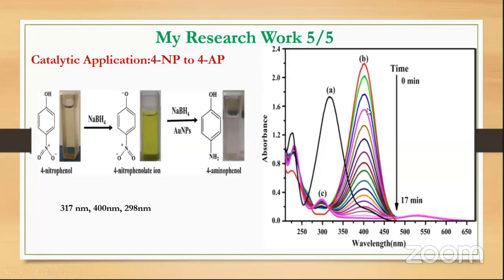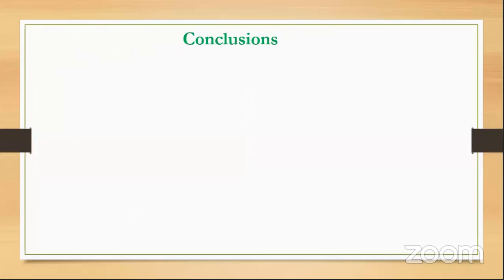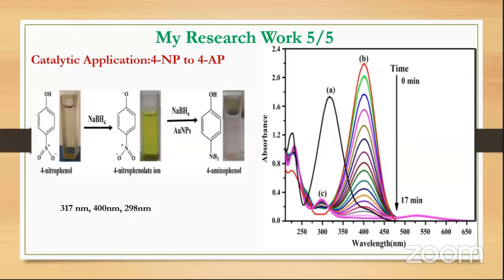See here, the intensity is decreasing, decreasing, decreasing. After 17 minutes, what happened? The 4-nitrophenolate ion is completely converted to the compound 4-aminophenol. This is the conversion to 4-aminophenol. This is the evidence of this investigation using UV visible spectroscopy.